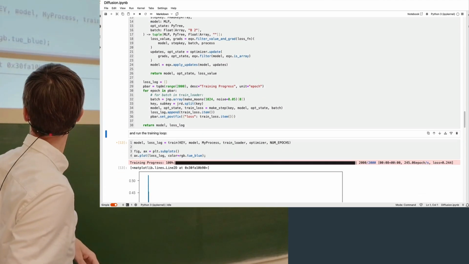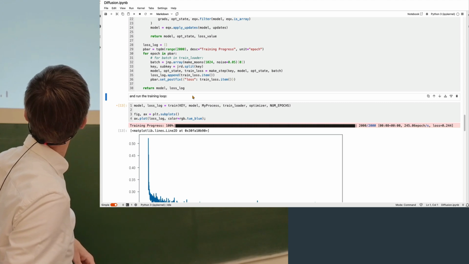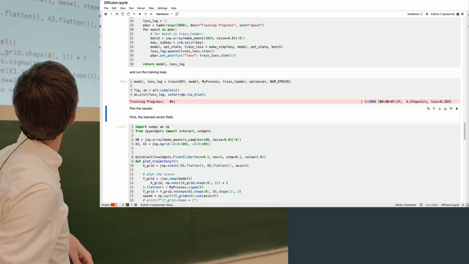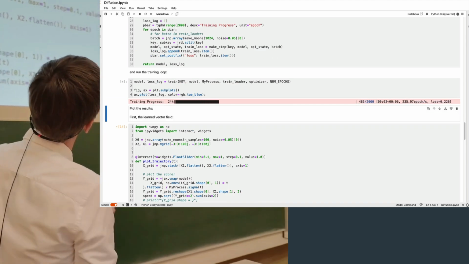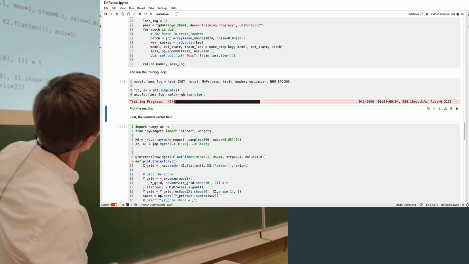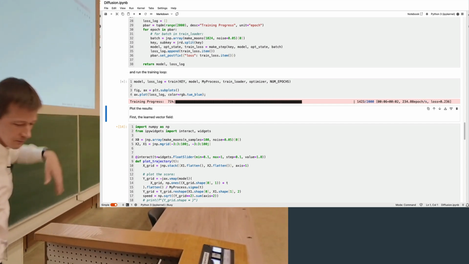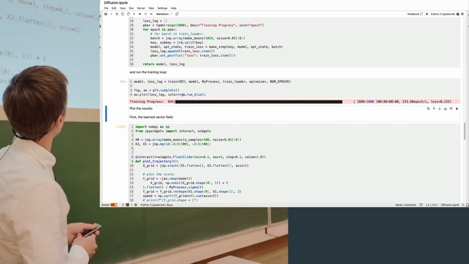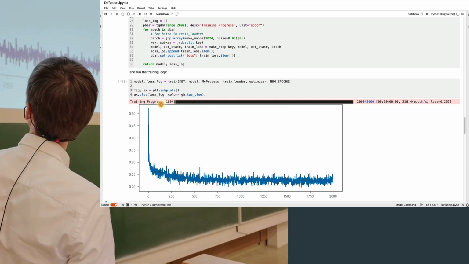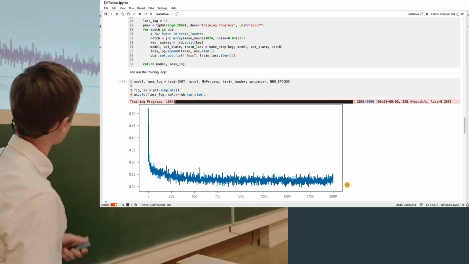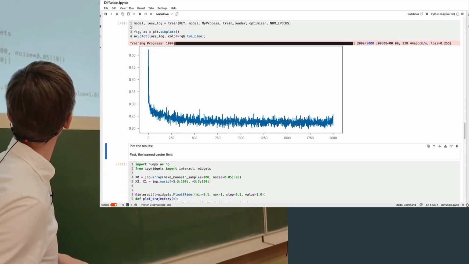So it runs. I'll let it run actually. Here we go. A little bit of training. You can see the loss going down. We're at 0.2 over there now. Loss has gone down. Initial loss was high. Final loss is low. Looks a bit noisy, but whatever.